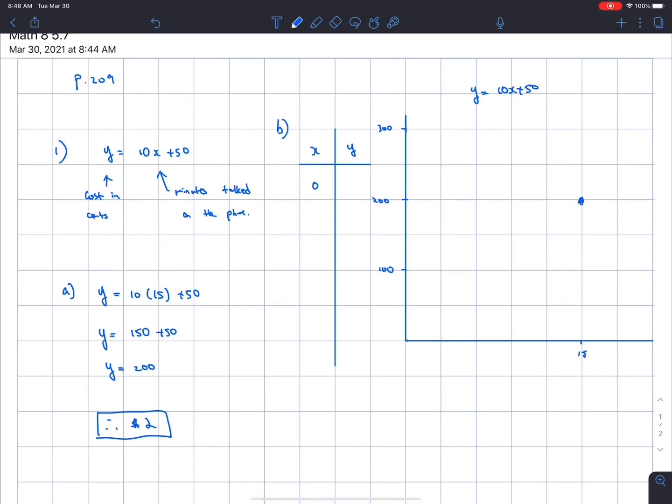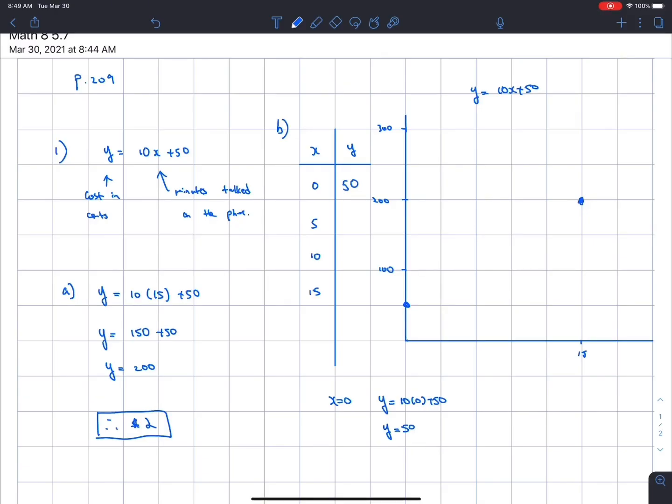So we can let x be 0, 5, 10, and 15. And then I can just plug x into this equation. For the first one, when x is 0, in our equation y equals 10x plus 50, it will be 10 times 0 plus 50. So we get y equals 50. So here I have 0 and 50. So I have another point here.